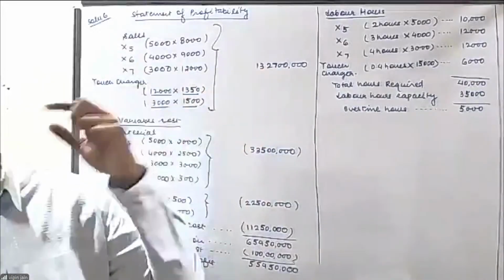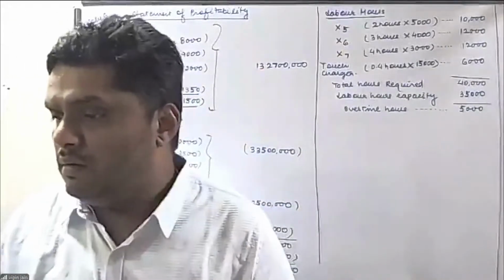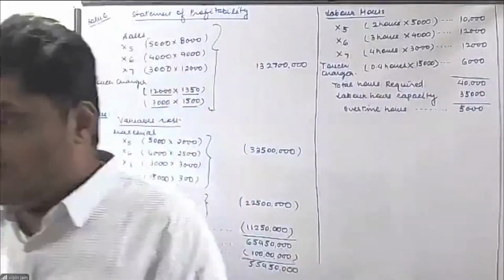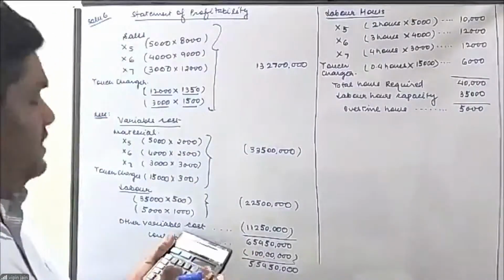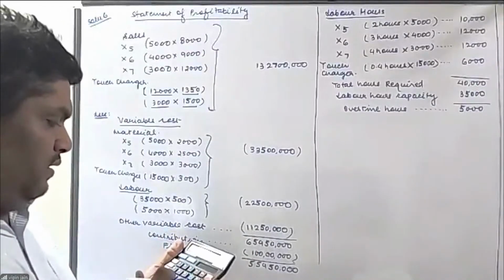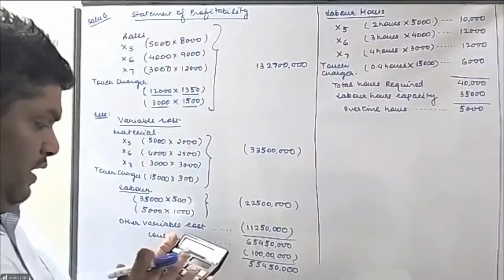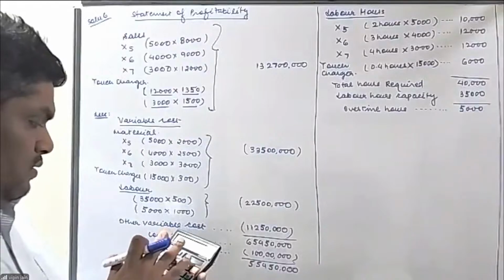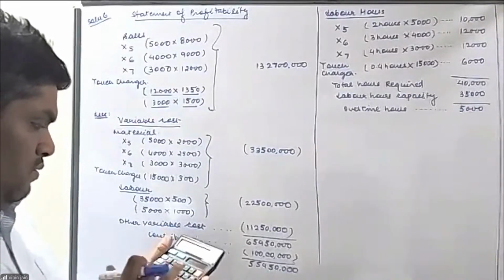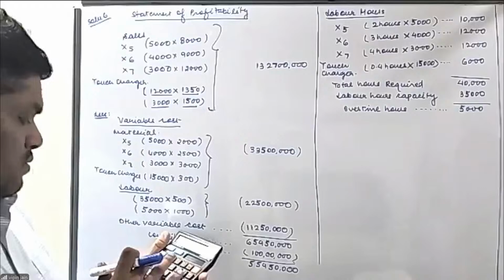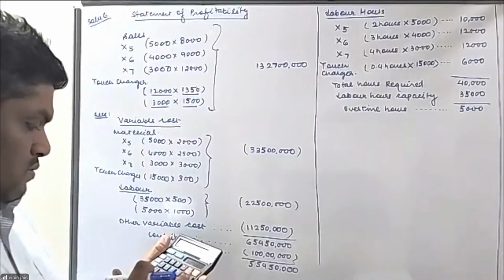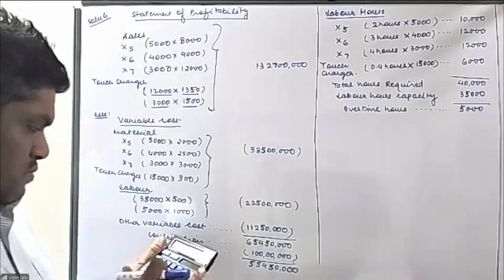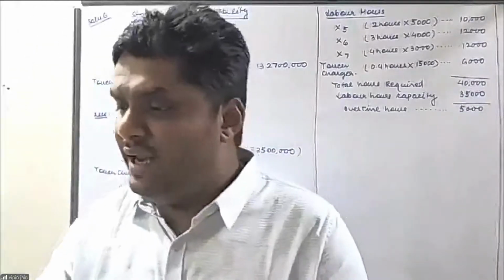The total sales is 13 crore 27 lakh. I hope my calculation is correct. 5,000 into 8,000, 4,000 into 9,000, 3,000 into 12,000. It is 13 crore 27 lakh, Karan.